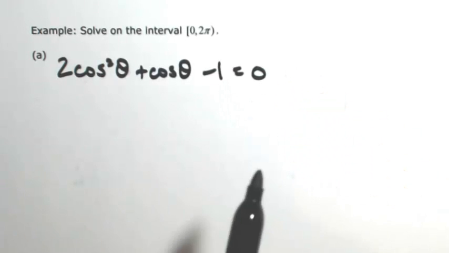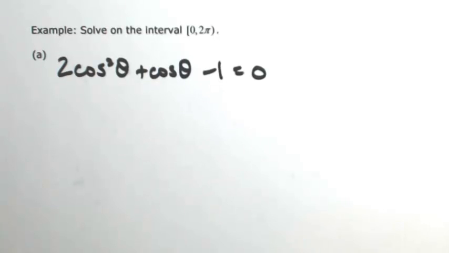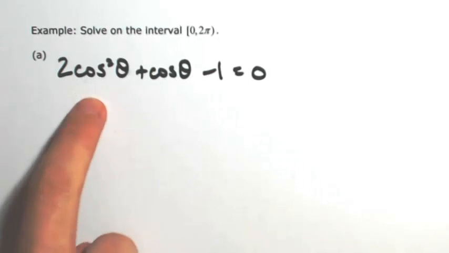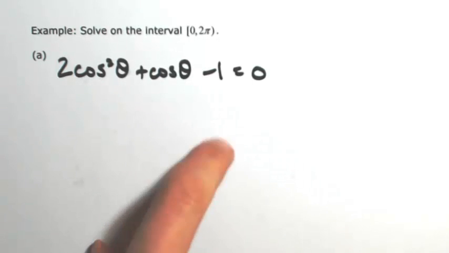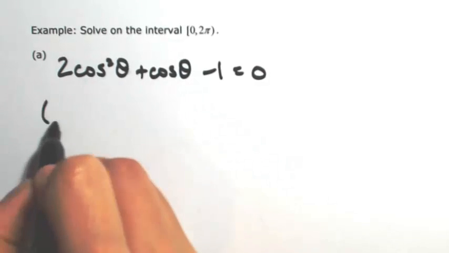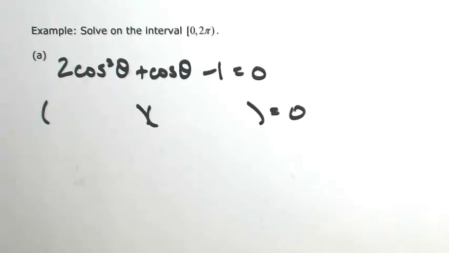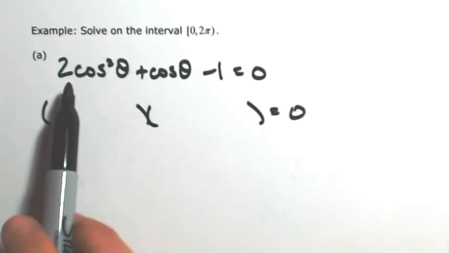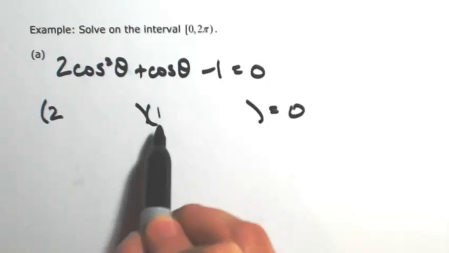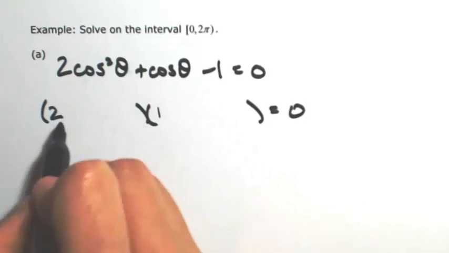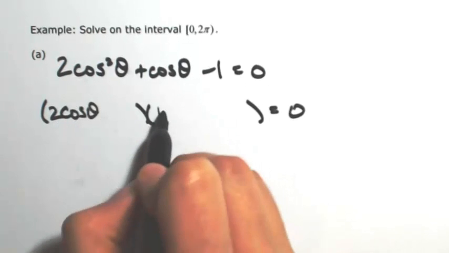So because it's set to 0, I should probably factor out that left side, so I can set each factor to 0. And if you notice, it's actually in a quadratic form, because I have a term that's being squared, a term that's not being squared, and then a number. So I think this is going to factor, just like you would normally factor a trinomial. So if I want to get 2, it's got to be 2 times 1. If I want to get cosine squared, it's got to be cosine times cosine.